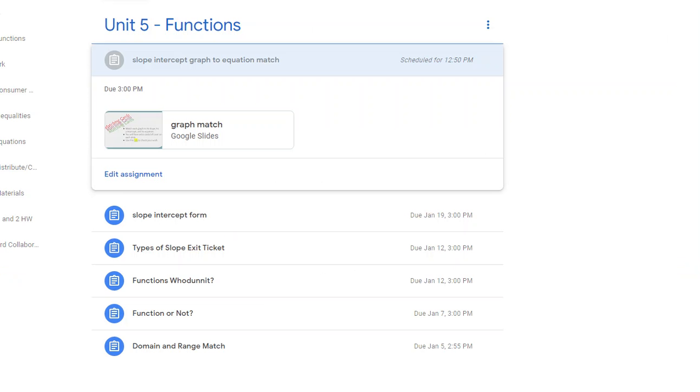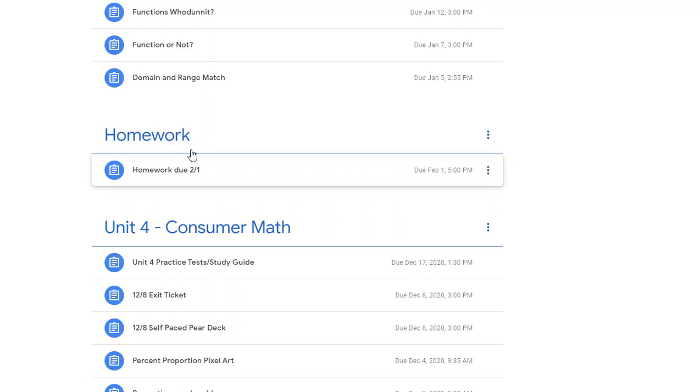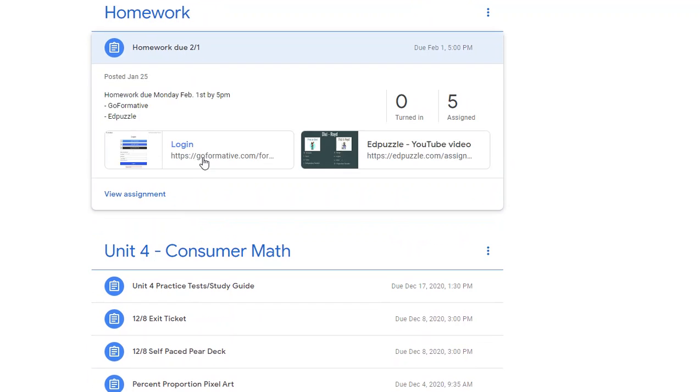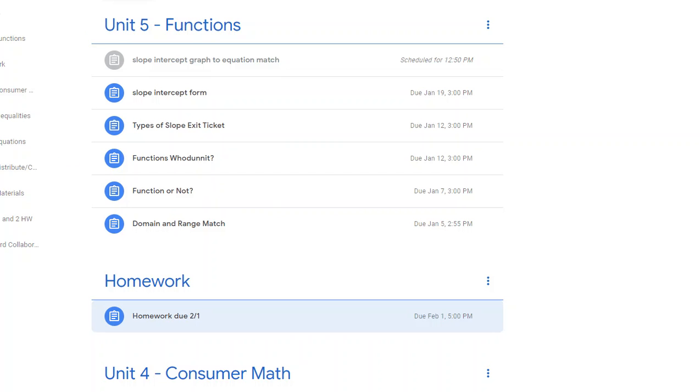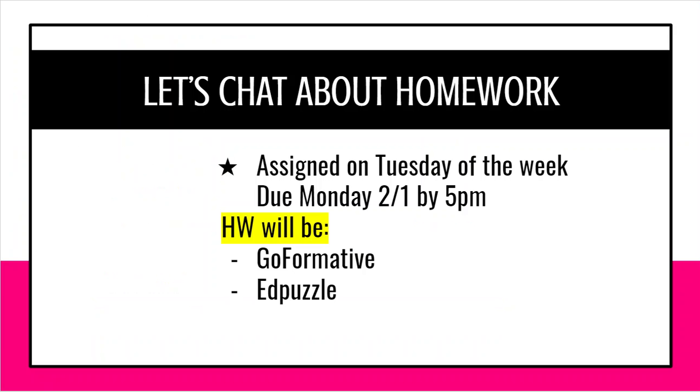I can show you guys. It's right here under homework, and it's due February 1st. All right, and it's got both things there, the Ed Puzzle and the Go Formative. And then remember that is due Monday. All right, I'm always here during Win Time if you guys need any additional help, and I will see you next class.